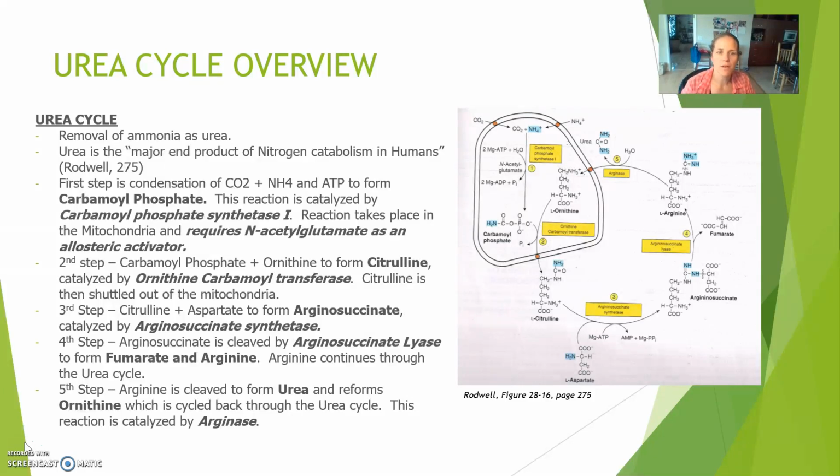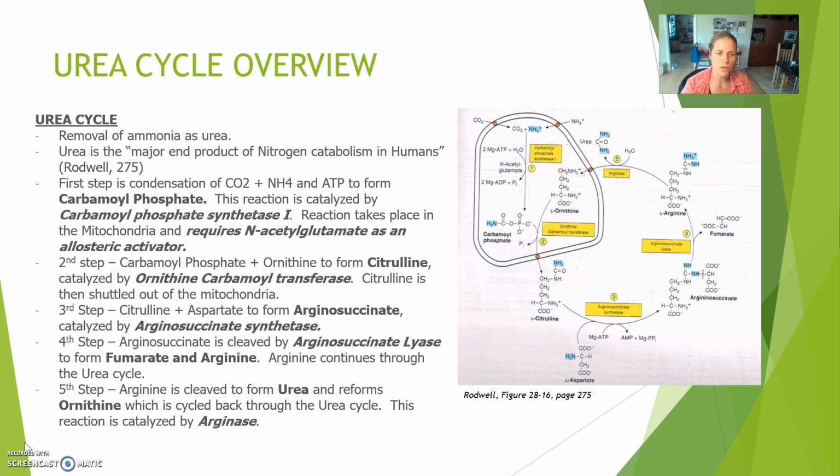Step 2, carbamyl phosphate plus ornithine forms citrulline. That's catalyzed by ornithine carbamyl transferase, and citrulline is then shuttled out of the mitochondria. The third step, citrulline plus aspartate to form argininosuccinate, is catalyzed by argininosuccinate synthetase. Fourth step, argininosuccinate is cleaved by argininosuccinate lyase to form fumarate and arginine.